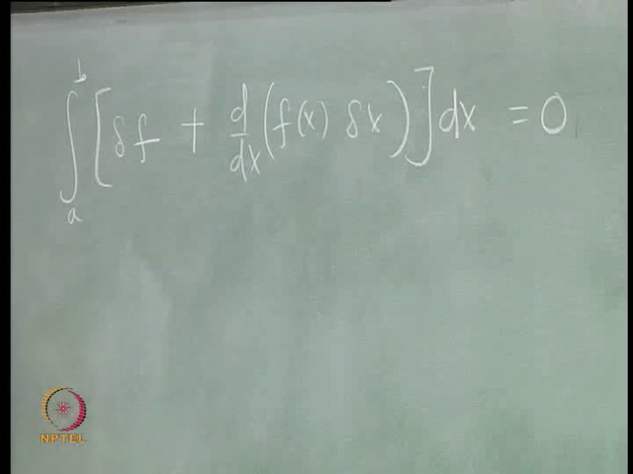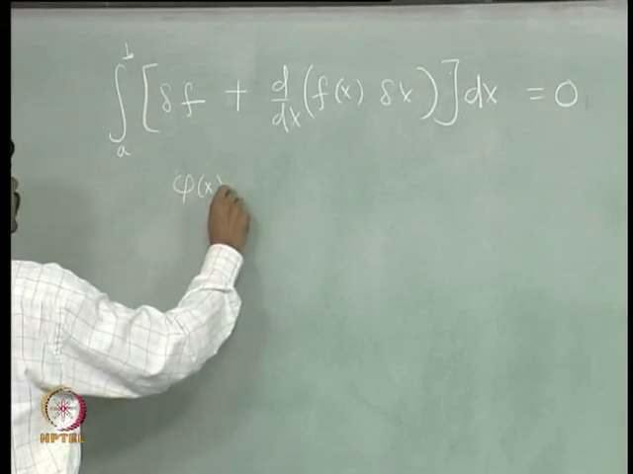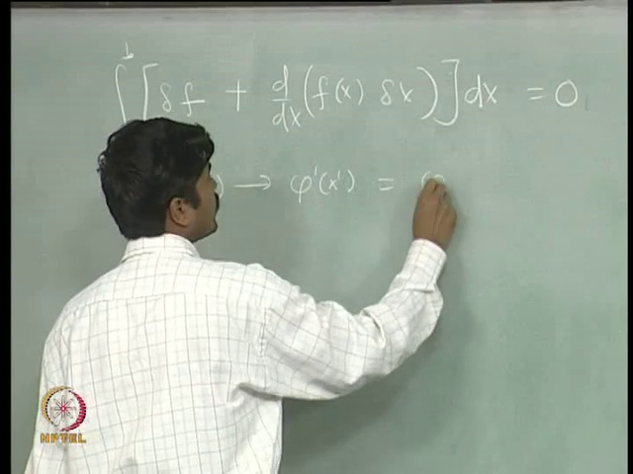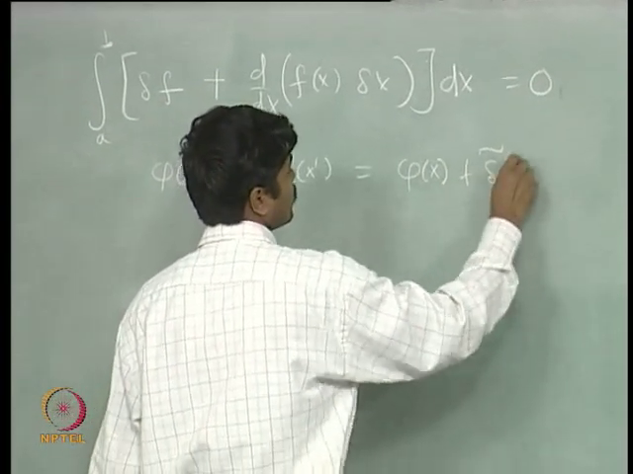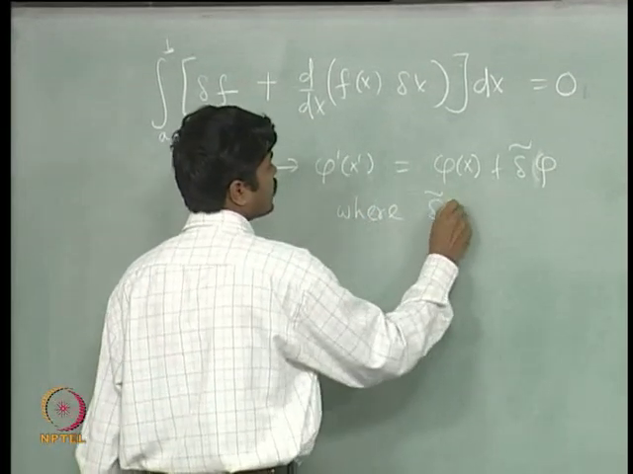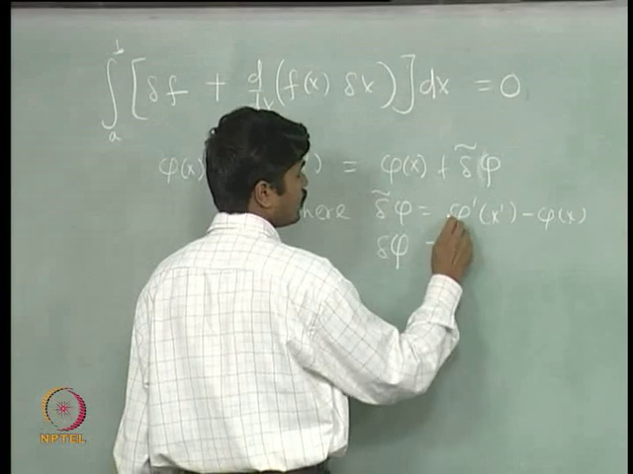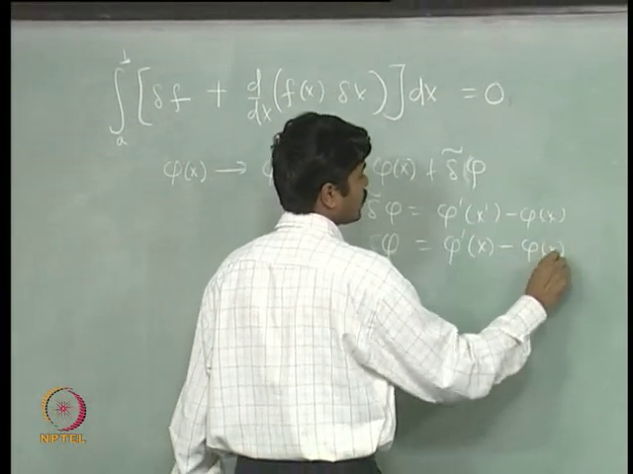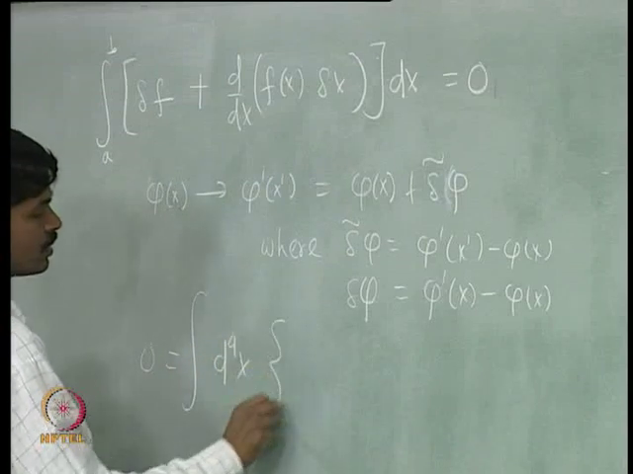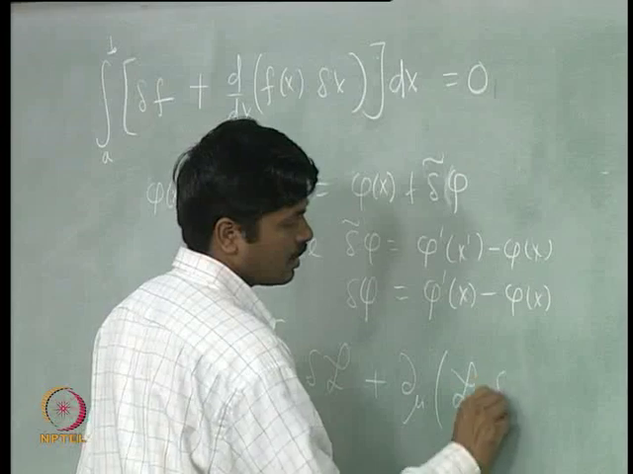So, you can do a similar analysis in 4 dimensions, and then the invariance of the action under the symmetry transformation phi of x goes to phi prime of x prime, which is equal to phi of x plus delta tilde phi, where delta tilde phi is phi prime of x prime minus phi of x, whereas delta phi is equal to phi prime of x minus phi of x, is given by this condition: the integral of d4x, delta L plus del mu of L delta x mu, is equal to 0.